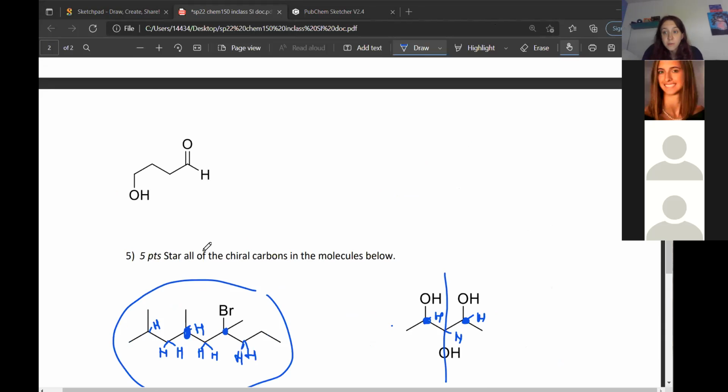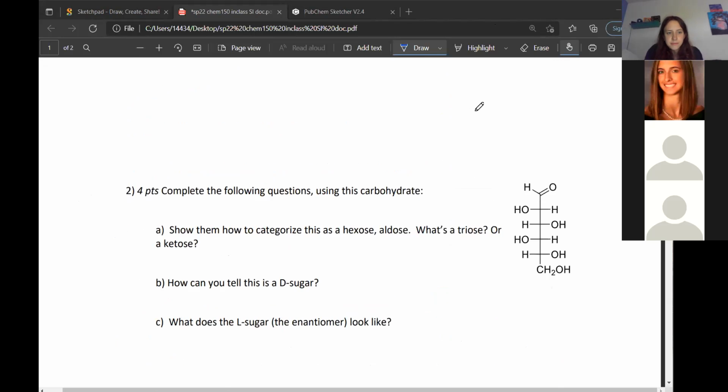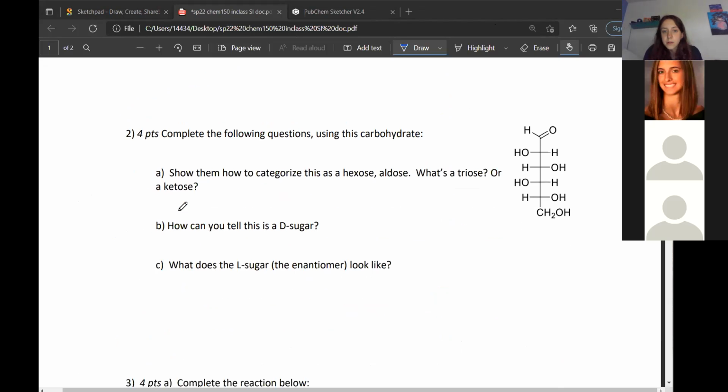That's the entire worksheet. So it's not a lot that you have for this quiz. It's a bunch of random things. So there's carbohydrates, then chirality, and then hemiacetals. An example of number 2 again. This number 2. Yeah. Okay.